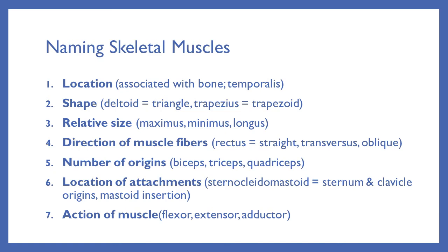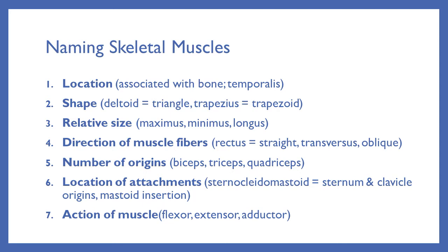When it comes to naming the skeletal muscles, there's a couple of different things that are used. First, we use the location of the muscle. Normally, they're associated with a bone, like the temporalis muscle connects to your temporal bone. But other times, multiple muscles attach to the same bone. So we can also use the shape of the muscle. We can call it deltoid if it's a triangle shape, trapezius if it's a trapezoid shape.